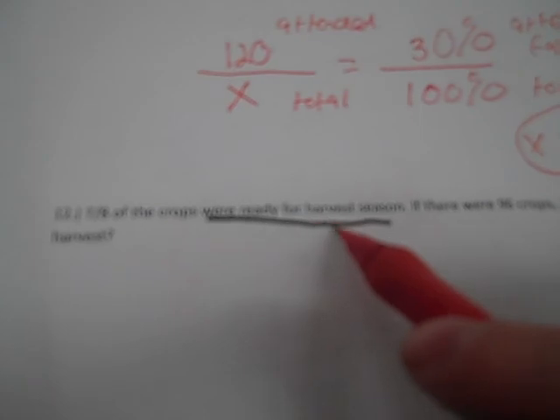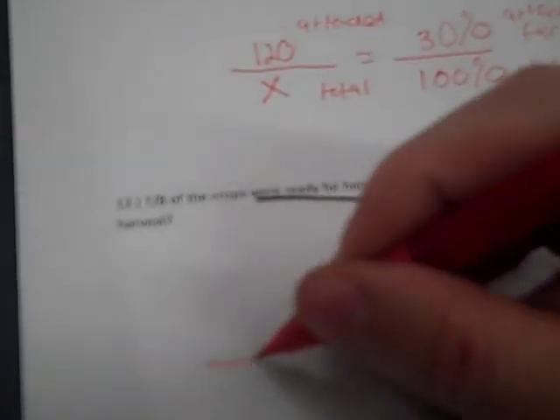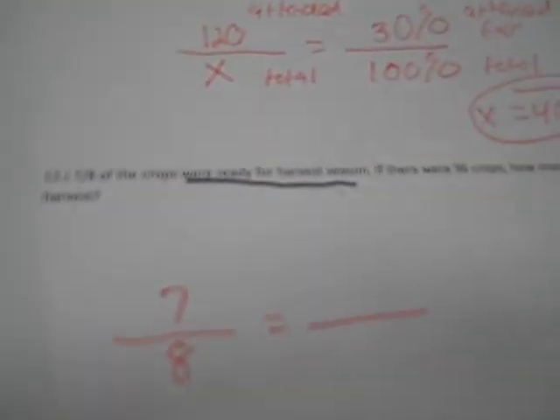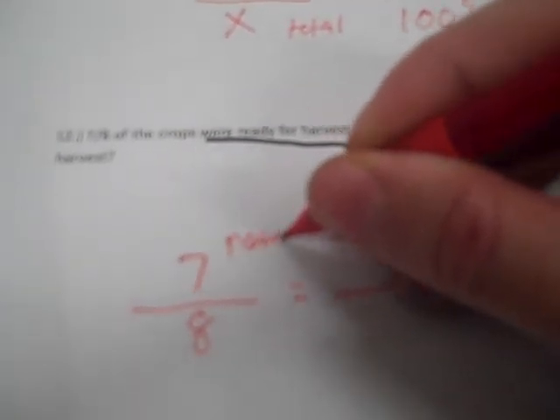Okay. 7/8 of the crops were ready for harvest season. We had 96 crops. How many were ready for harvest? Okay, so we got 7 over 8. Now you got to define what this means. The 7/8 were ready for harvest. So ready and total. Okay. So does it say the 96 were ready? No. Okay. Clearly it does not say they're ready.